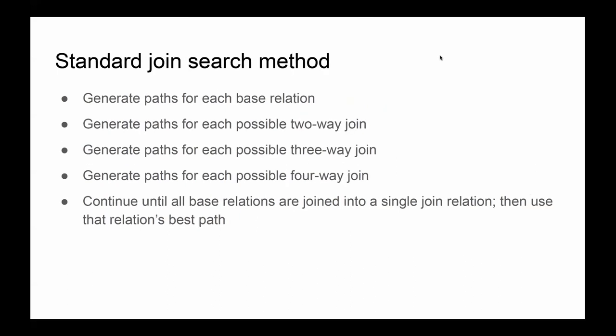And with the standard join search method, we construct the join tree level by level using a dynamic programming algorithm. First, assume that we have already generated paths for each base relation. Then we generate paths for each possible two-way join, and then for each possible three-way join, and then four-way join, until all base relations are joined into a single join relation.